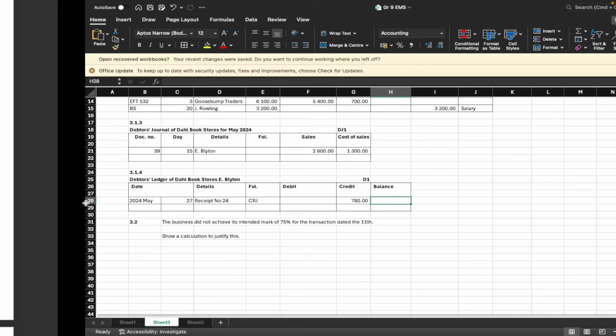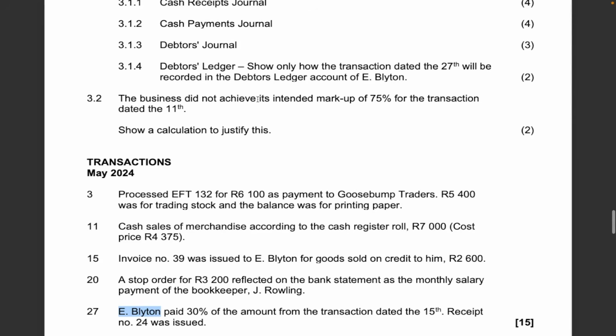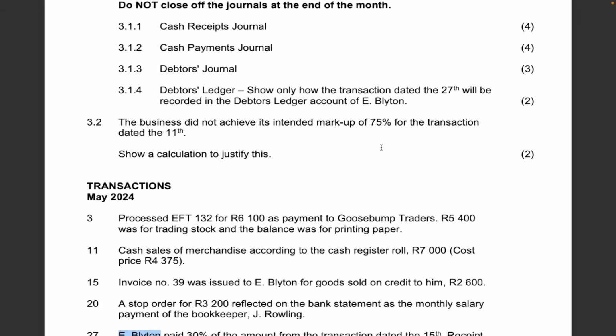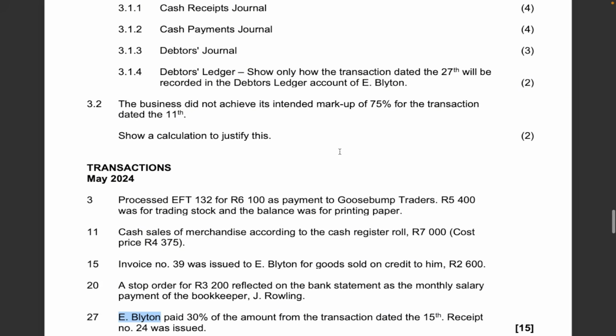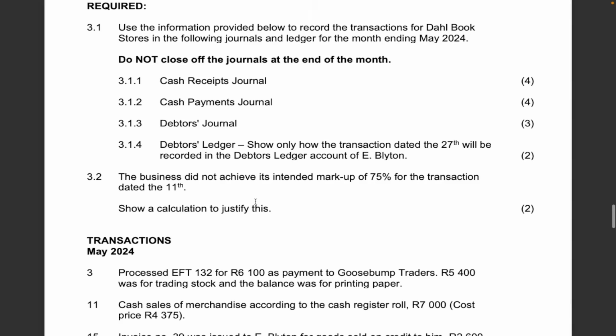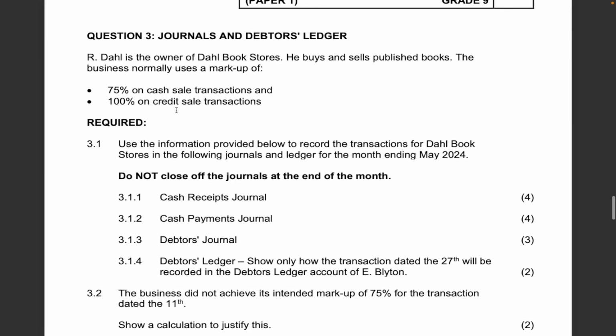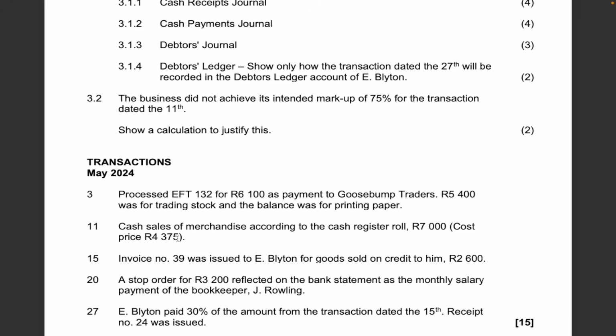Now let's look at 3.2 quickly. We are told here under 3.2 the business did not achieve its intended markup of 75% for the transaction dated the 11th. Okay, so what happened on the 11th? Well, we're told it's a cash sale, as we looked at earlier. Cash sale of merchandise according to the cash register roll, 7,000 Rand, cost price 4,375 Rand. Okay, and whenever we make a cash sale, what did we learn earlier? Well, if we go back up here, we can see that 75% on cash sale transactions. And so the question is, if it costed us 4,375 Rand and we sold it for 7,000 Rand, did we actually make that 75% markup?